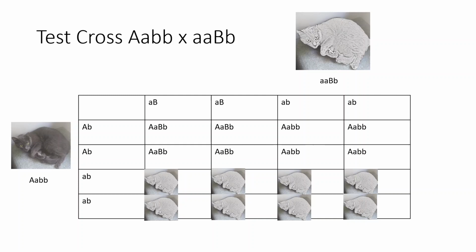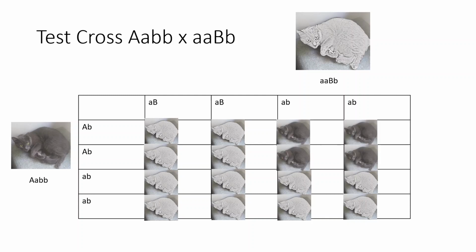Now half of them are not going to be gray because they don't have the enzyme for A, but a quarter of them are not going to be gray because of the inhibitor gene, and the remaining four are going to be gray. So this leads to a 3:1 ratio.